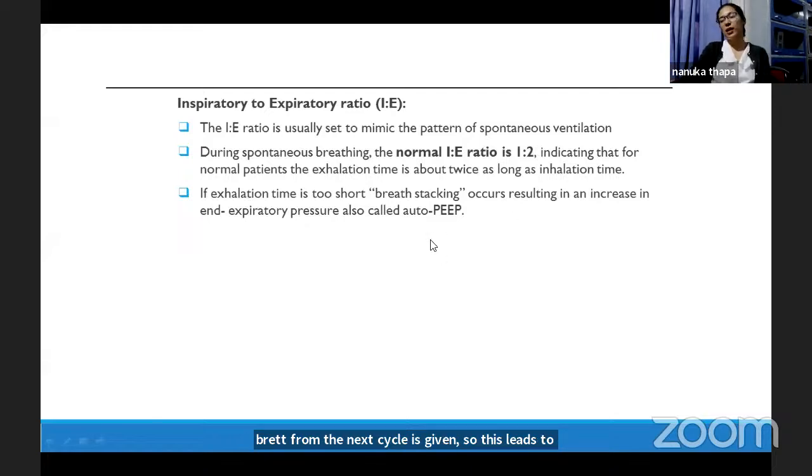This is classically seen in COPD, where the pathology is obstruction to expiration. These patients need a larger expiratory time. So for them, we will be choosing an IE ratio of 1:3 or 1:2.5. 1:2 will be insufficient for them and it may lead to auto-PEEP or barotrauma in the long run.